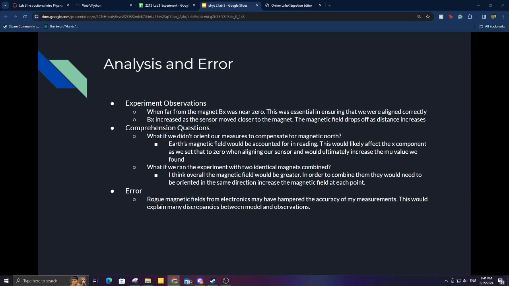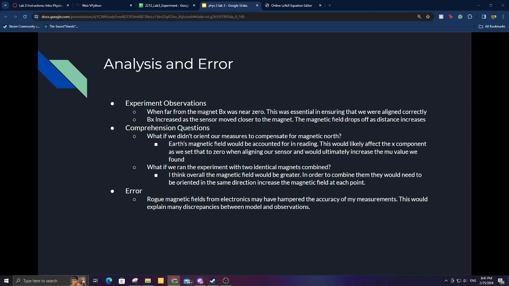During the experiment, we were asked to note specific observations and whether they occurred or not. The two that I noticed were that when far from the source magnet, the measured magnetic field was approximately 0. This was done in order for us to orient the device in a way that would help negate the effect of Earth's magnetic field and was essential for collecting accurate measurements.